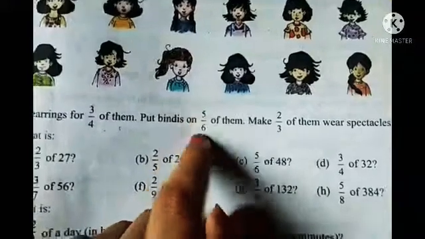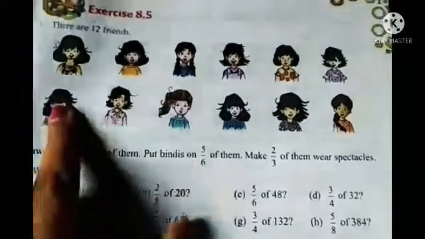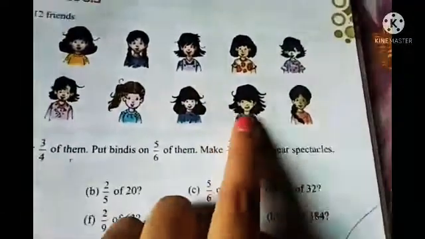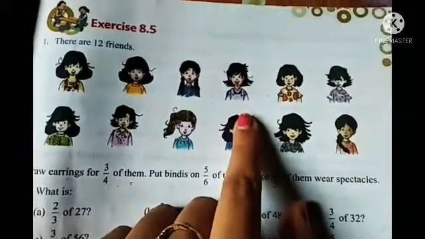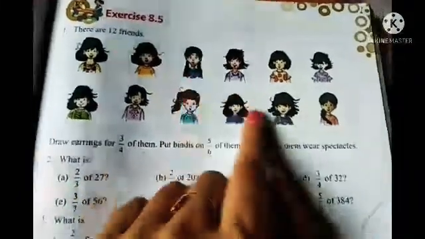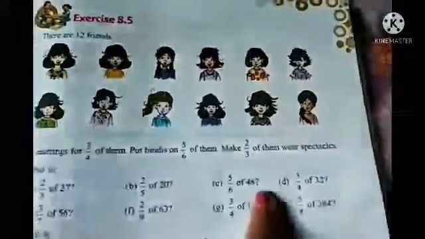So 5 by 6, okay, that means 5 groups. So 1 2 3 4 5, 5 groups. So in 5 groups, how many friends will be there? 10 friends. Okay, 10 girls. So you have to put bindi on 10 girls.